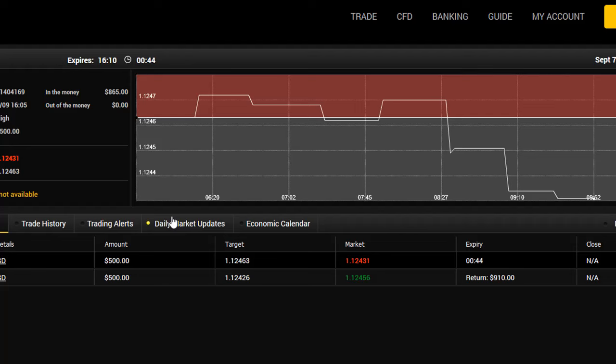It starts to move sideways again. Now it's about 2 pips below, but we're only left with 25 seconds to go. So we have to get ready.